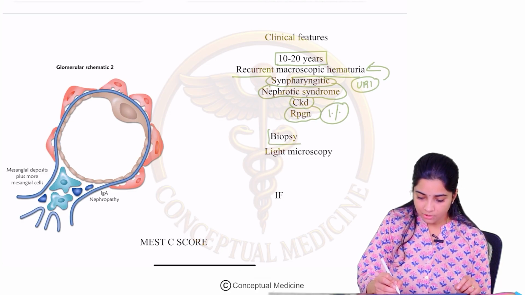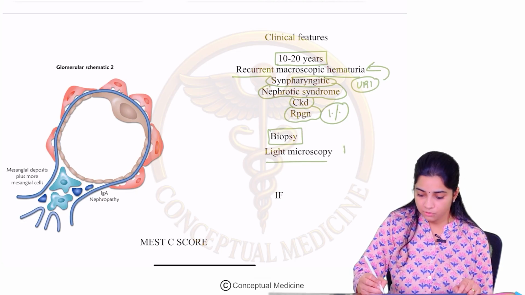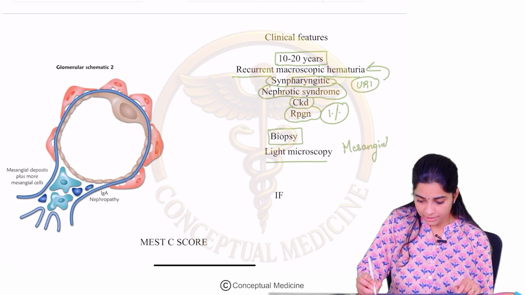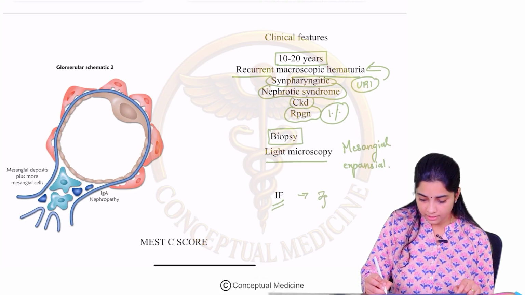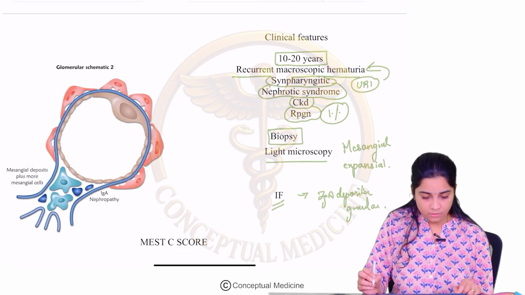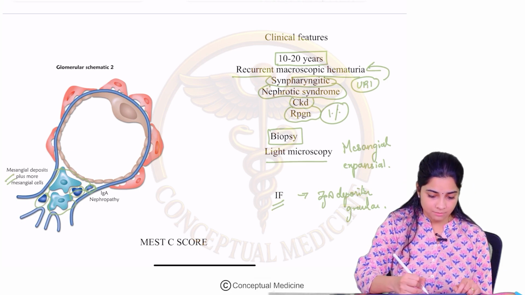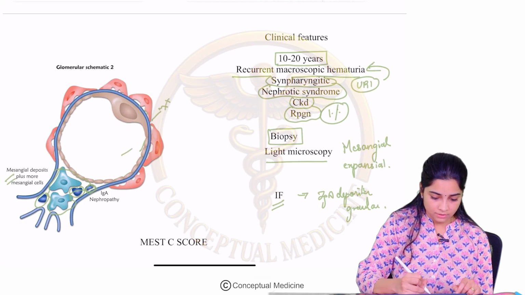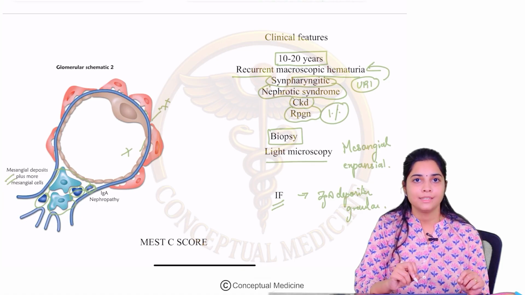Now, what are the biopsy findings of IgA nephropathy? On light microscopy, you will just have mesangial expansion. On immunofluorescence, you may detect IgA deposition in a granular pattern. Under the electron microscopy, you can see that the deposits are predominantly mesangial deposits. It is not subepithelial, it is not subendothelial. It is predominantly only mesangial deposits of IgA.